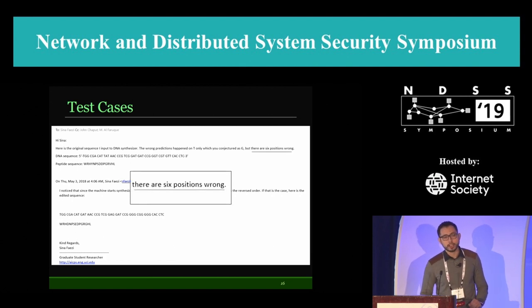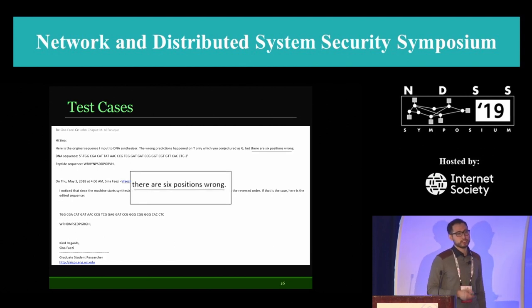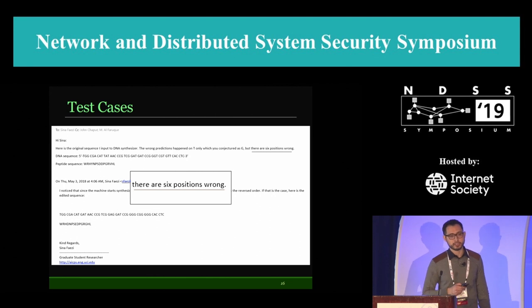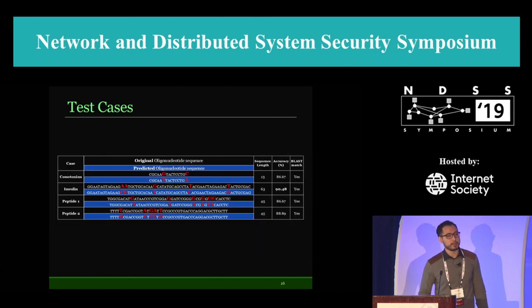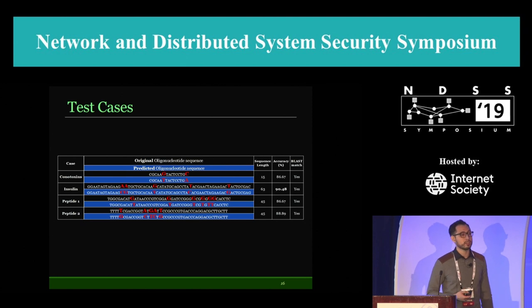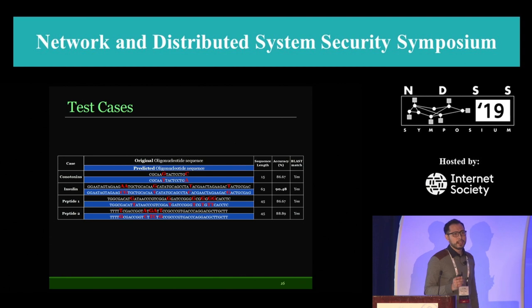As you can see here, I only had 6 mispredictions out of 45 predictions, which matches the accuracy that I was expecting from my attack. We carried out the same experiments 3 more times, and every time we achieved the same accuracy. So on average, we achieved 88% accuracy. But is 88% accuracy good enough? The answer is actually yes.